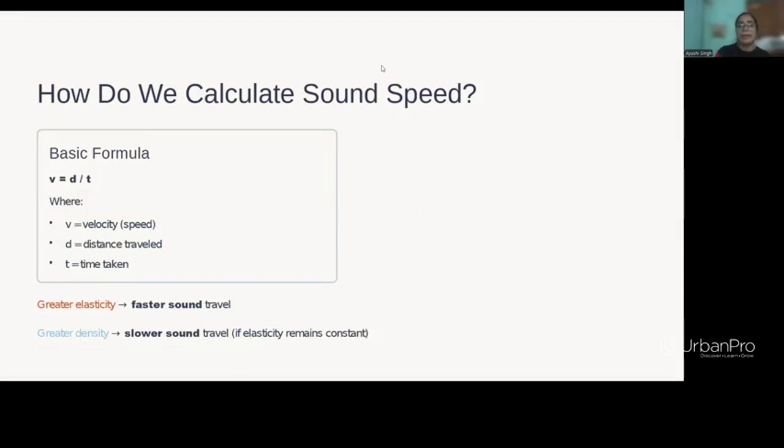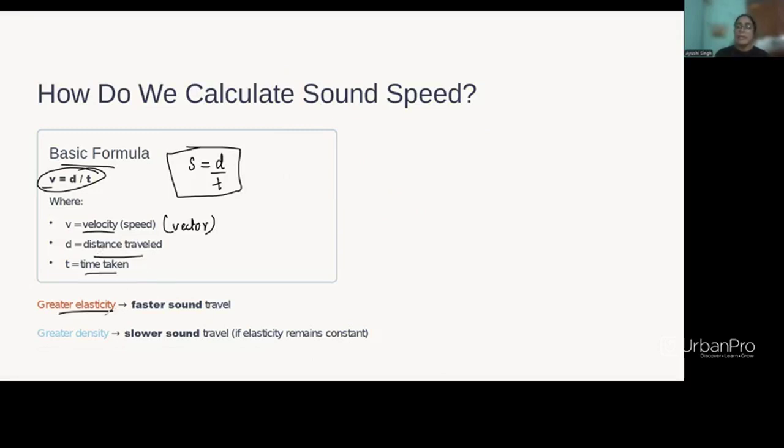Okay. How do we calculate it? So the basic formula is given, but later we will discuss the advanced formula. The basic formula is just similar to speed equals distance upon time, what we have been studying in the chapter Motion. Here, instead of speed, there is velocity. That means it is a vector quantity, that means your sound has direction. So velocity equals distance traveled by the sound upon time taken.